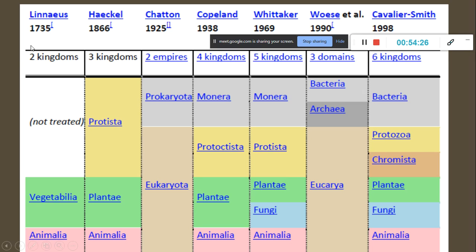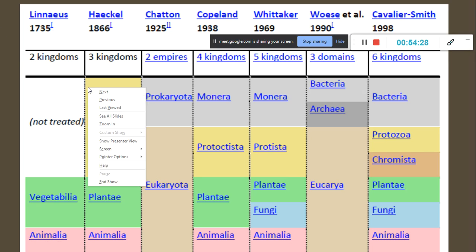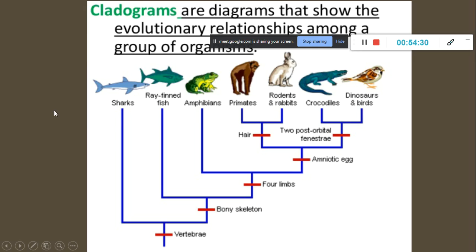Then, will anyone say something? Sir, whose classification do we have to remember? I told you, Woese's: five kingdom, three domain and two kingdom. Only these three classifications you have to remember.